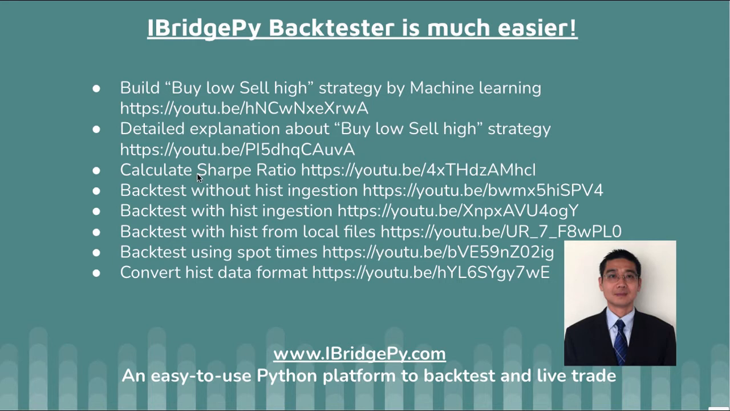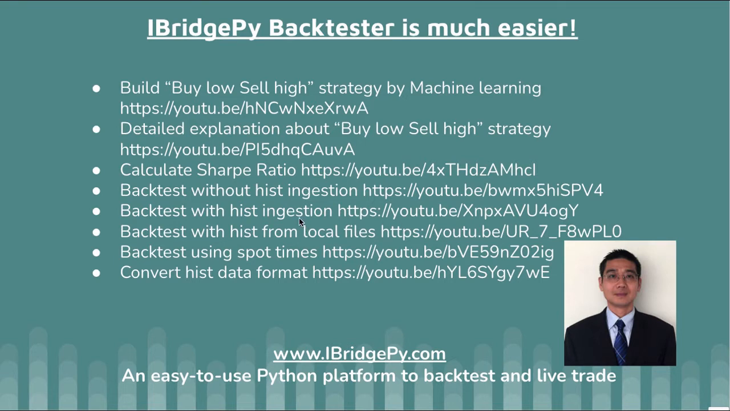To evaluate the backtest performance, we use the Sharpe ratio. IBridgePy has a tool to calculate the Sharpe ratio. You can refer to this tutorial. Then you can refer to these four tutorials about backtesting. The first one is to backtest without any historical data ingestion. To speed up the backtest, you can ingest historical data before backtesting starts. So you can take a look at this tutorial.